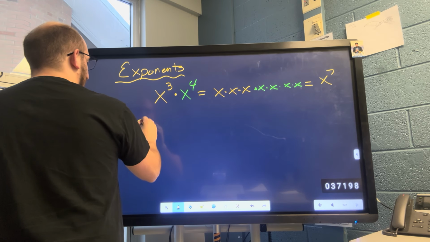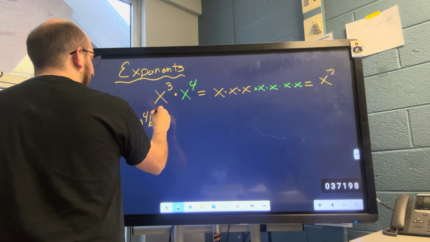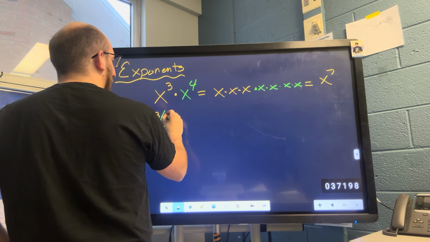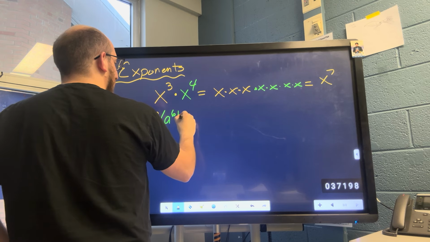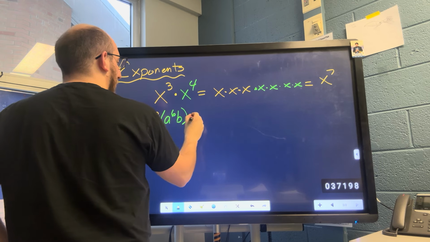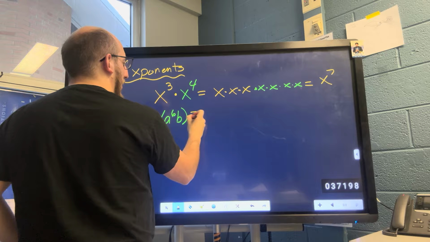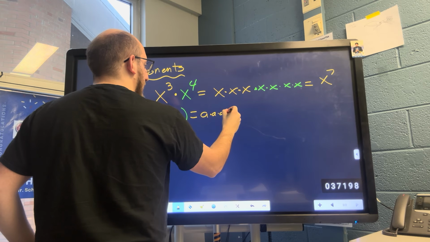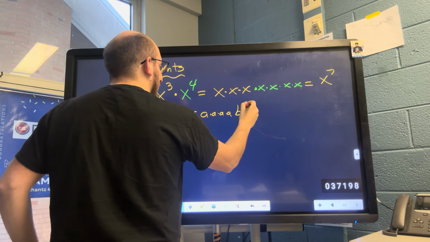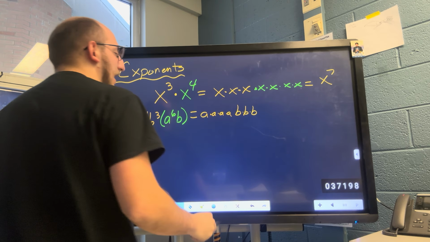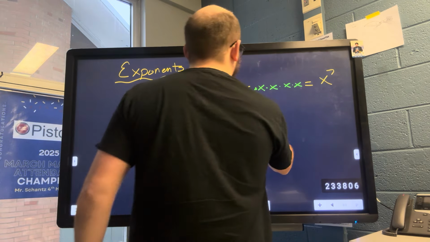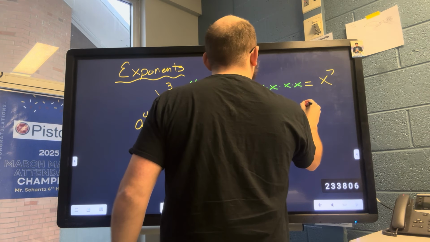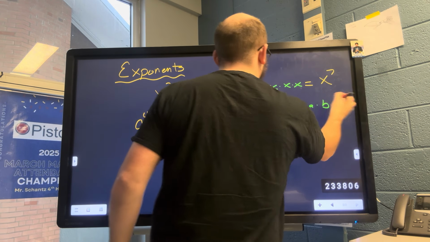Let's write that as a^4 b^3 times a^6 b. Well, let's expand that. I'm going to expand my orange: a times a times a times a, b times b times b. And then I'm going to expand my green: a times a times a times a times a times a times b.